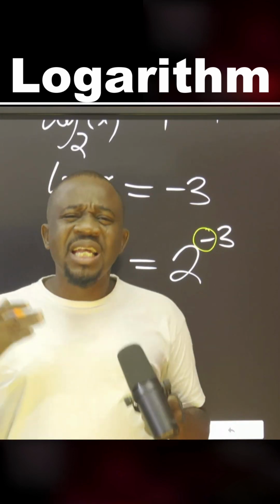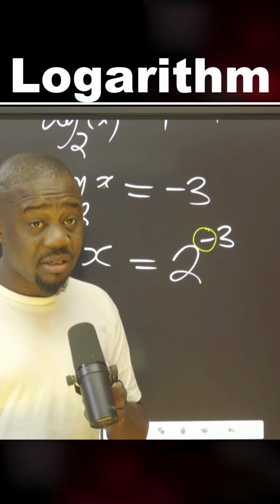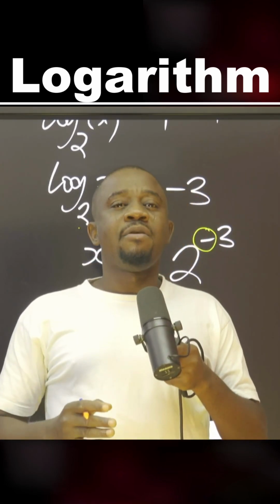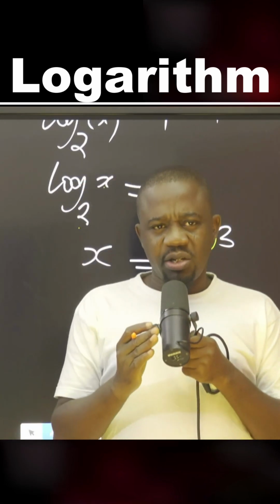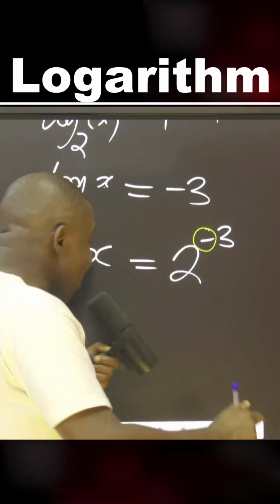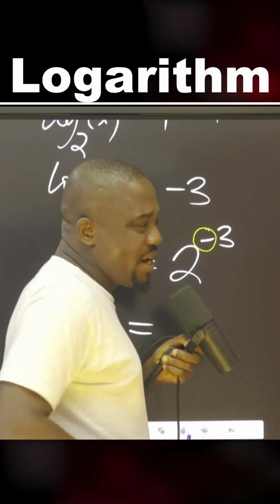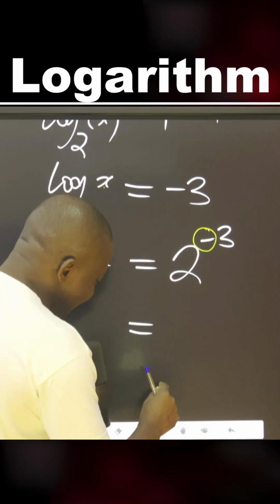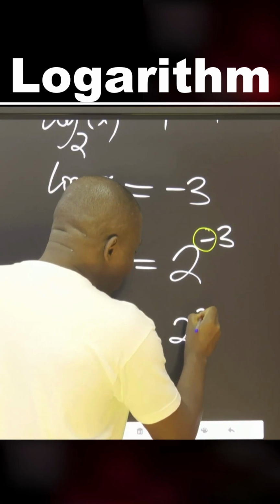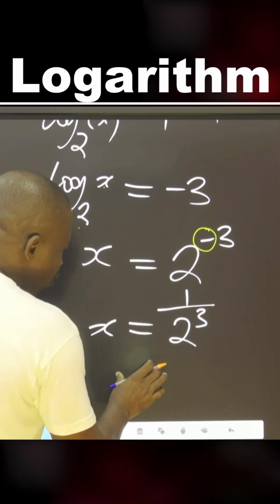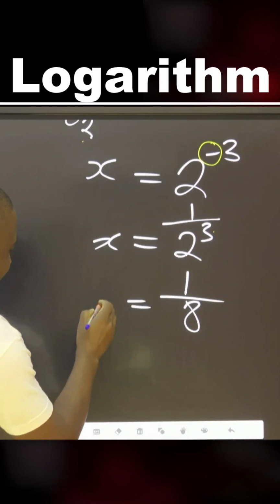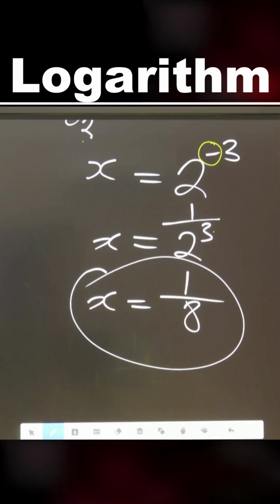Continue to apply the rules. That's mathematics. You apply one law here, you apply another rule here, you apply another rule here. If you want to be good in mathematics, you should be an obedient person. You know the law, don't disobey. So the next law we are going to apply now is this minus. This minus, we have said several times, is equals to 1 over. So therefore, we are going to remove the minus and put 1 over here. So what is the meaning of this? 2 raised to power 3, that is 8. It therefore means our answer is x equal to 1 over 8.